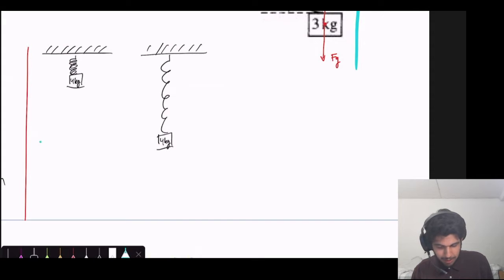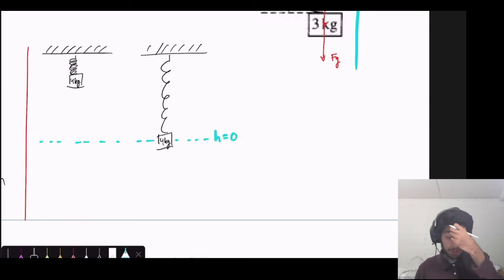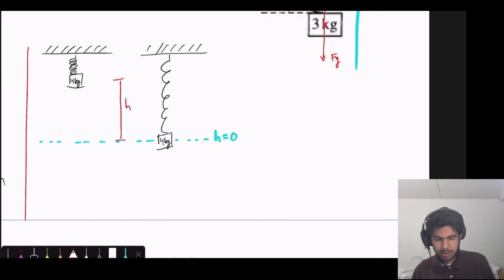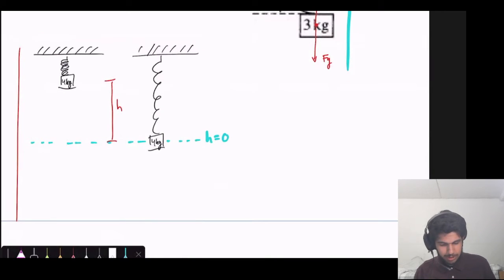And in order to do that, we have to define our h equals 0 line. So I'm just going to do it here because this just seems like a good place to do it since everything else is occurring at h equals 0 or above it. And we're trying to find this distance here, which we'll just call h. Okay, so what is our conservation of energy equation?